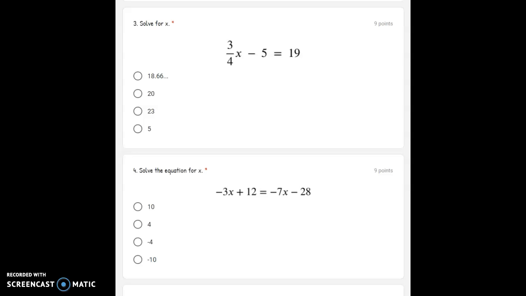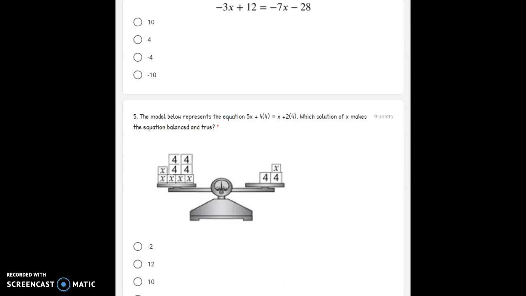Number 4. Solve the equation for x. Negative 3x plus 12 equals negative 7x minus 28. 10, 4, negative 4, or negative 10. Again, your answer choices for number 4 are 10, 4, negative 4, and negative 10.